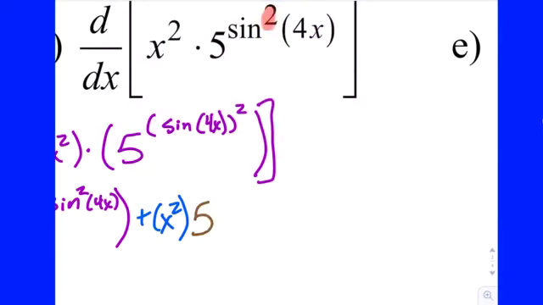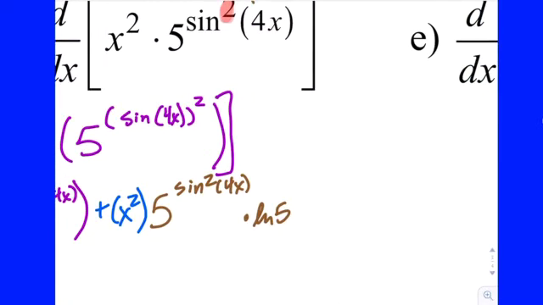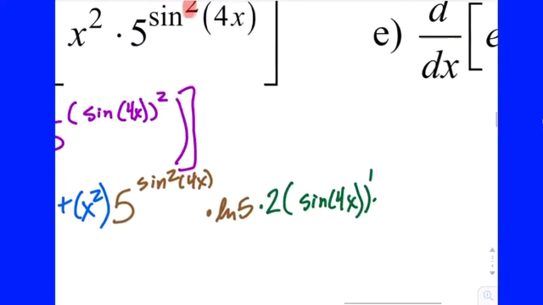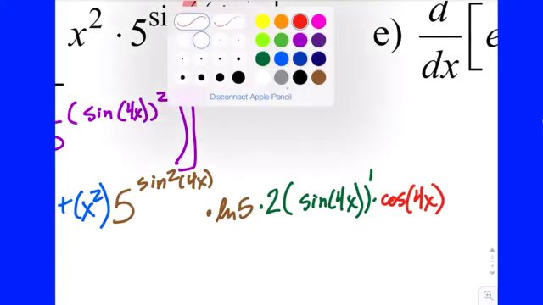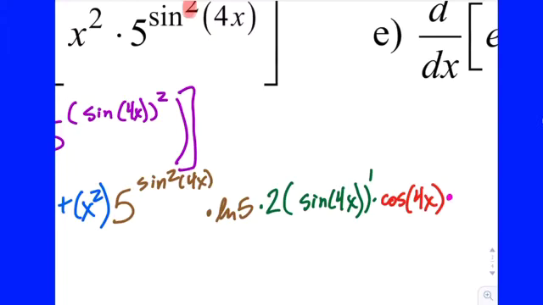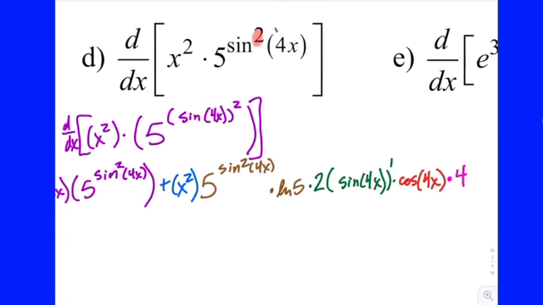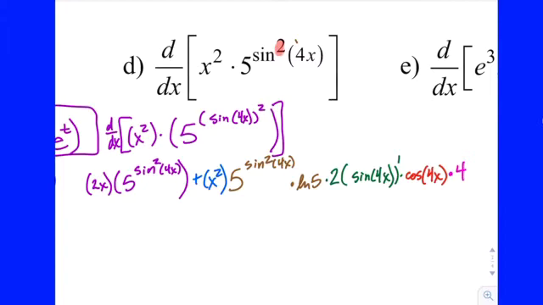The derivative of 5 to the blob is itself, 5 to the sine squared of 4x, times what? Natural log of 5. So make sure you finish that rule before you go on to the next. Don't forget the natural log of 5. Times the next layer is blob squared, which is 2 blob to the first, and that blob is just sine of 4x, times the derivative of the next layer is sine of blob, which becomes cosine of the blob, and then finally the derivative of the innermost blob, derivative of 4x, is 4. Yeah. So there it is.